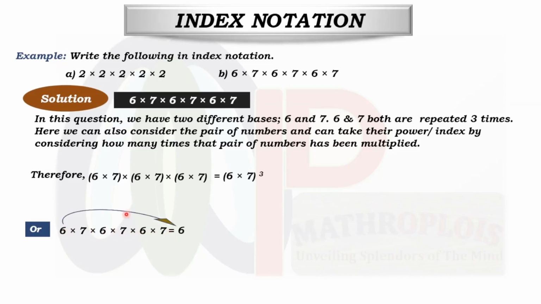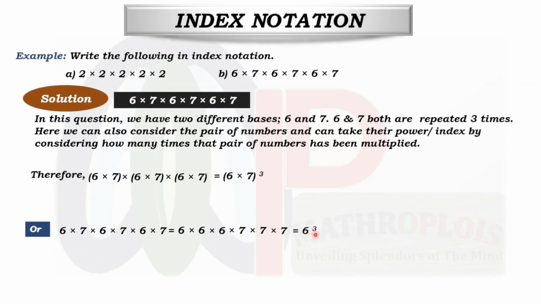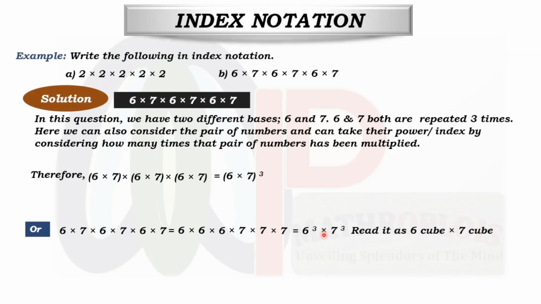Rearrange it as 6 multiplied by 6 multiplied by 6 multiplied by 7 multiplied by 7 multiplied by 7. Here, the factor 6 is being multiplied 3 times, so it equals 6 cube. Similarly, the factor 7 is being multiplied 3 times. So the final answer is 6 cube multiplied by 7 cube.